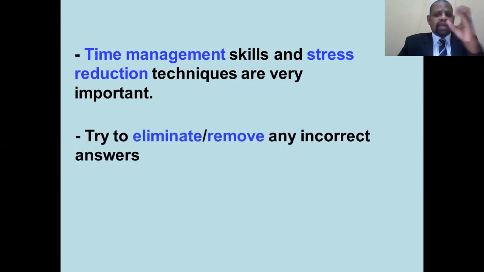Try to eliminate or remove any incorrect answers. I'm sure you are able to read the question, move back to a specific part in the text, and when you come back again to the choices you have, you can remove some choices. They are 100% wrong. So try to eliminate before you circle the correct answer.